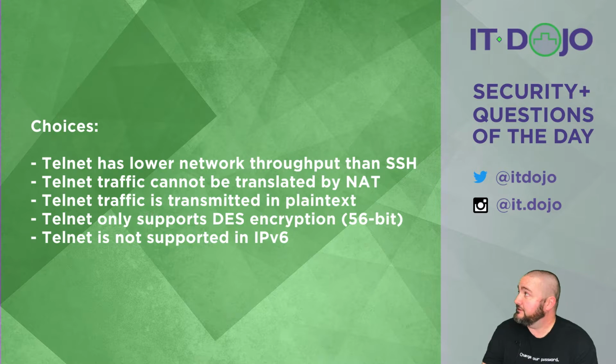Okay, first option. Telnet has lower network throughput than Secure Shell. No, that's just there to distract you. Hopefully you didn't get distracted. Second option on the list is Telnet traffic cannot be translated by a network address translation, or by a NAT. That is not true. Telnet is TCP based and all TCP based traffic can be NATed. Third option is that Telnet traffic is transmitted in plain text. If you pick that, you win.